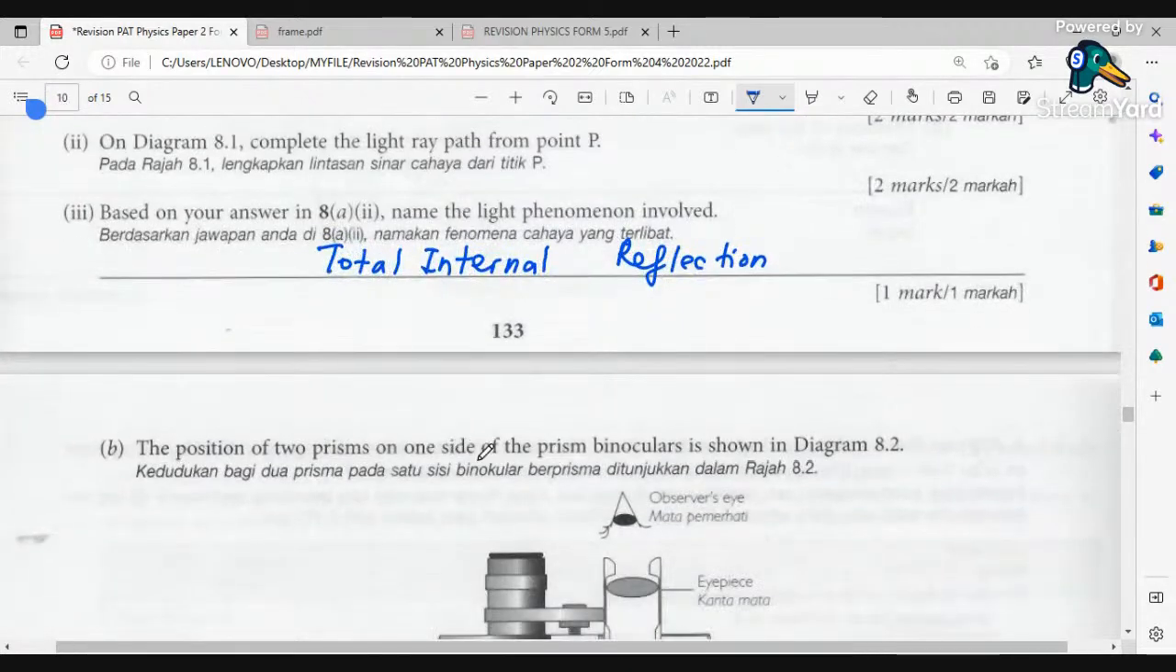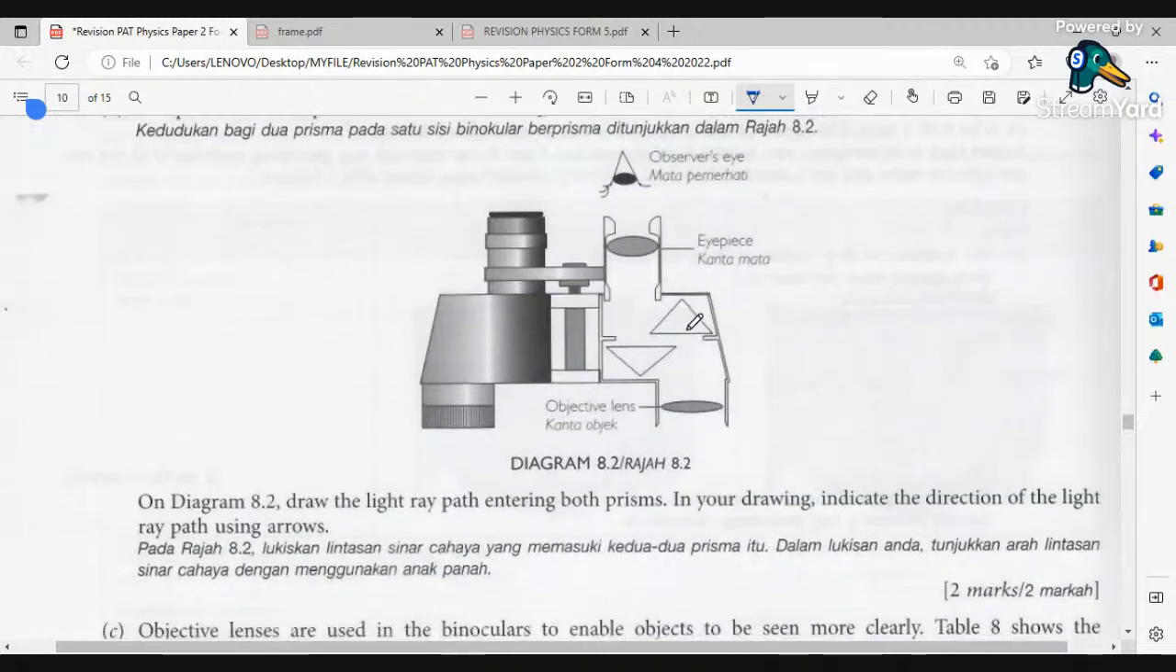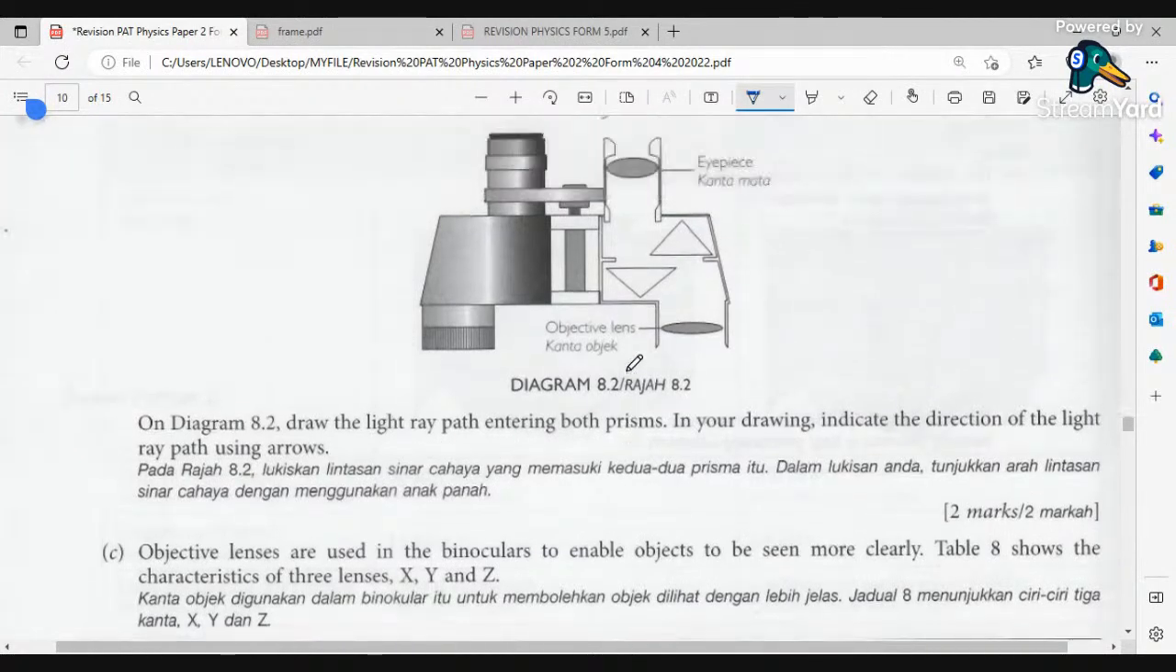Okay, part B, the position of two prisms on one side of the prism binocular. Draw the light path entering both prisms. In your drawing, indicate direction of light ray pass through using arrows.